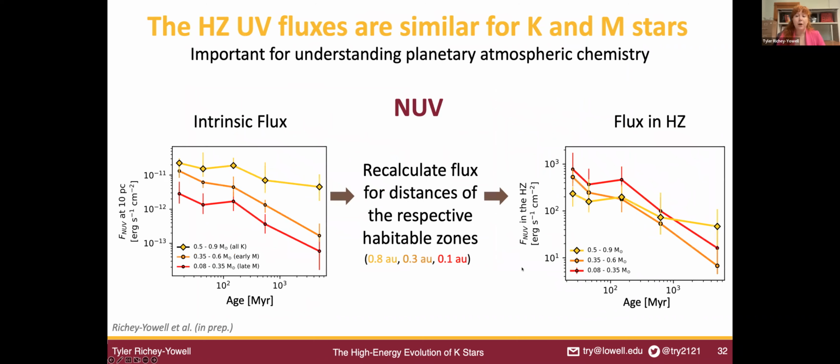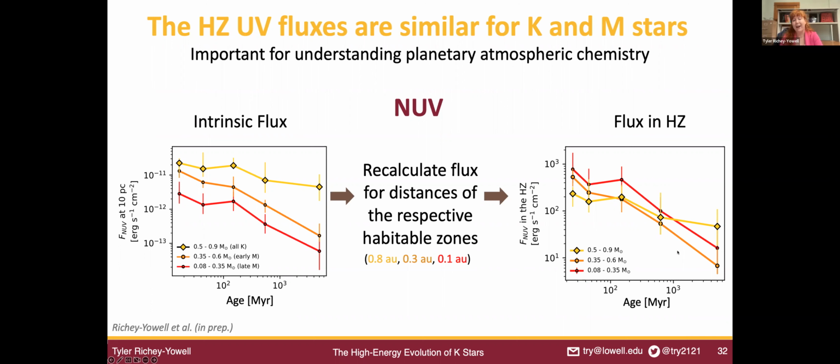But what we really want to know, though, and what's important for the planets, is what the flux looks like in the habitable zone of planets around these stars. So if we take these intrinsic fluxes and see what this would be at the habitable zone distance from the star, then we can calculate the flux in the habitable zone. And so here you have on the right, the habitable zone flux as a function of age. And so we can see now that these fluxes are all overlapping in the UV.